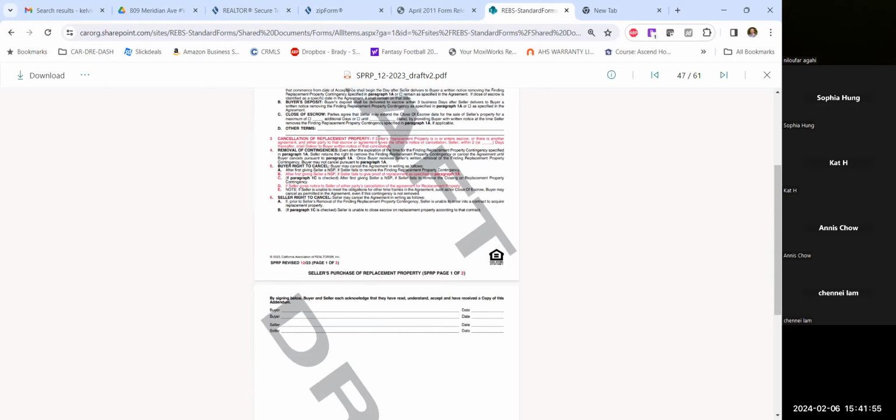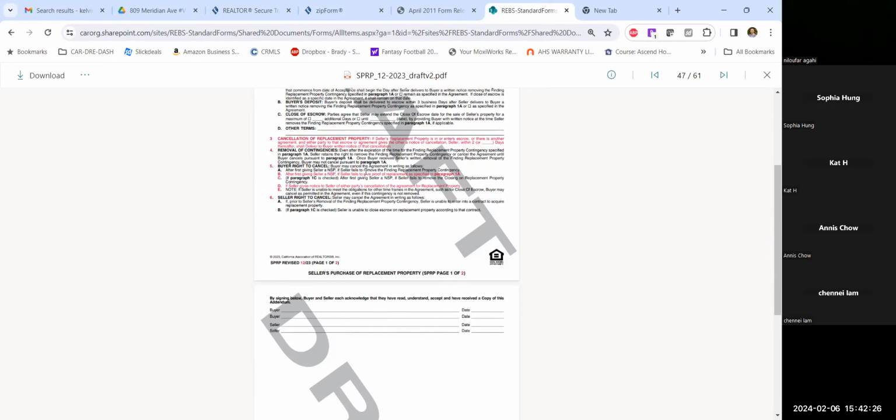Cancellation of possibility. If that replacement property happens to be canceled, seller has 2 days notice to give buyer that it's being canceled, and now we're stuck with our contingency to find another one. Okay. If the 17 days pass, buyer can go ahead and issue a notice to seller to perform, to remove that contingency, or you guys can continually take it week by week by week.